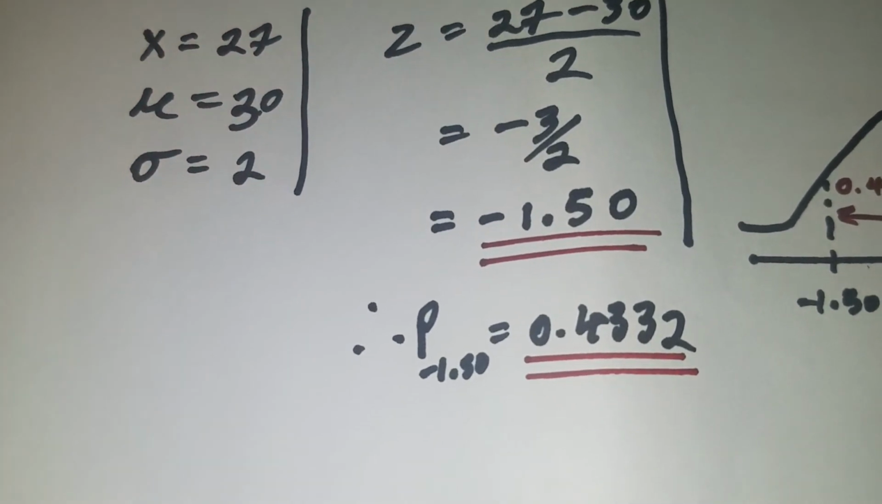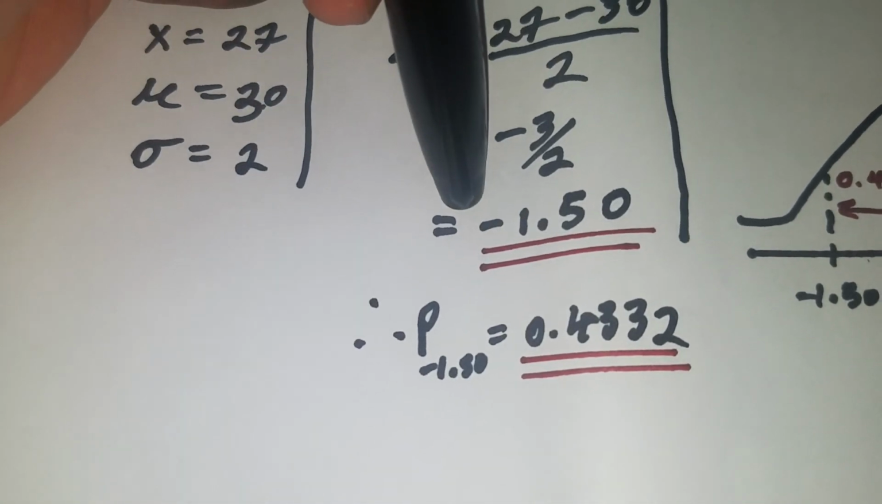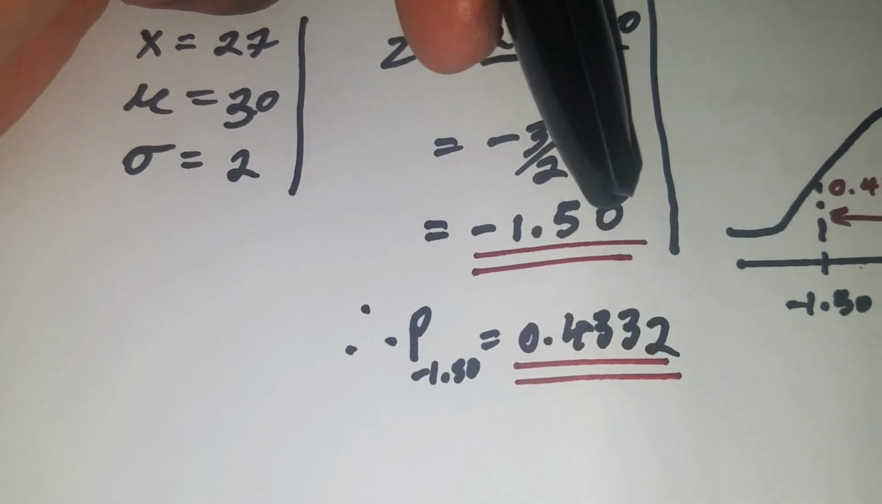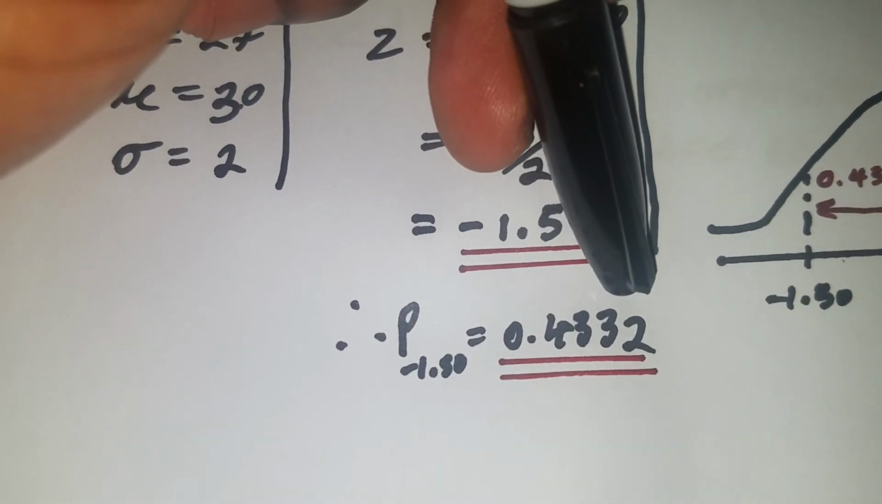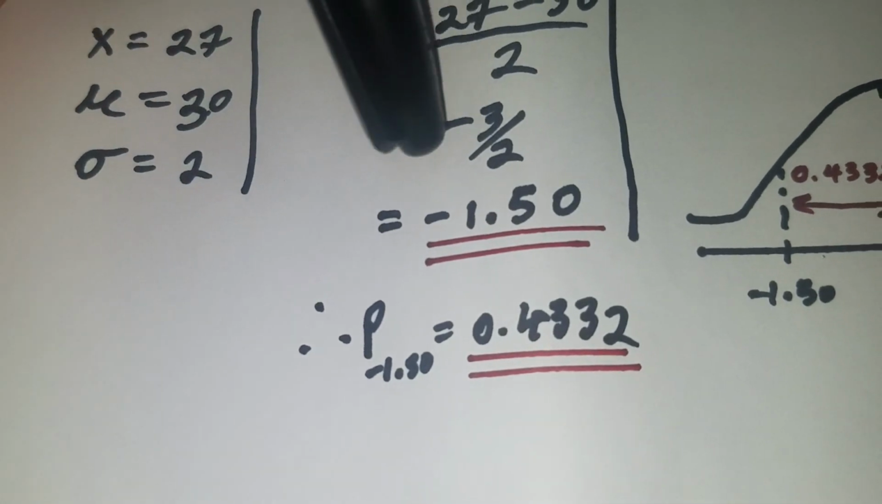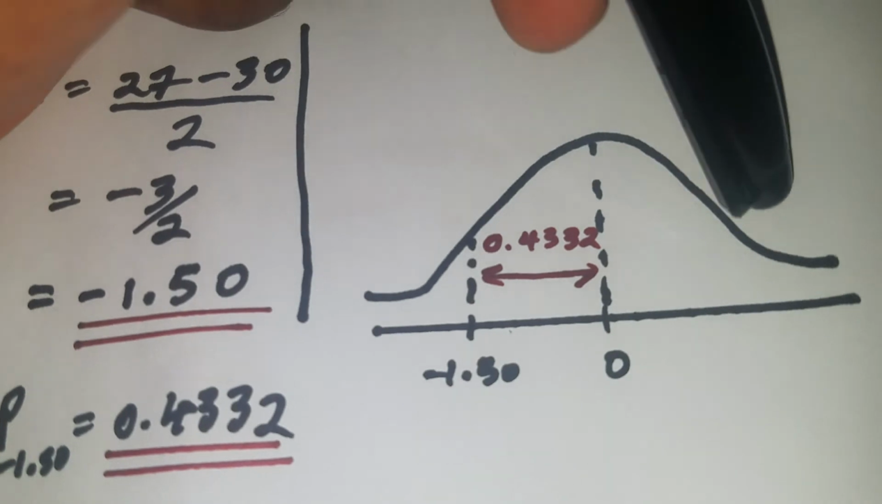You cannot have a negative probability. So therefore, we will just work it as if it is the same thing. So it will be negative 1.50. That will give us a probability of 0.4332. And this negative simply indicates that it would be on the left side instead of on the right.